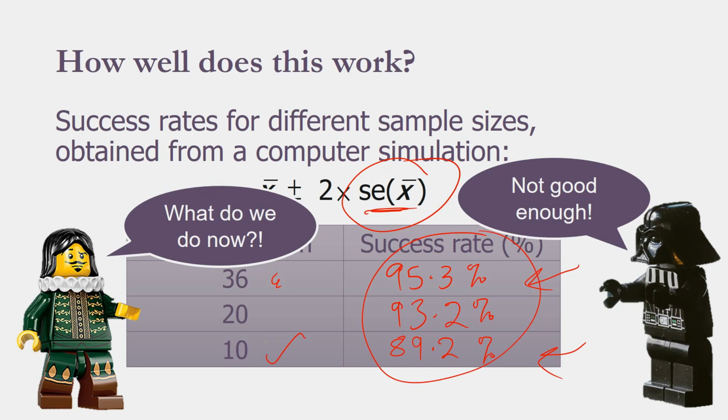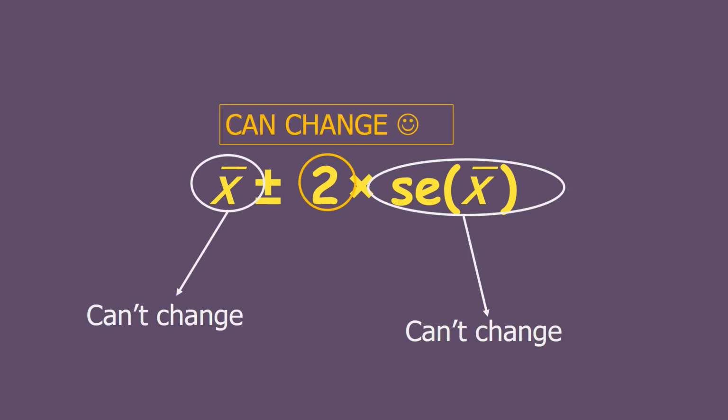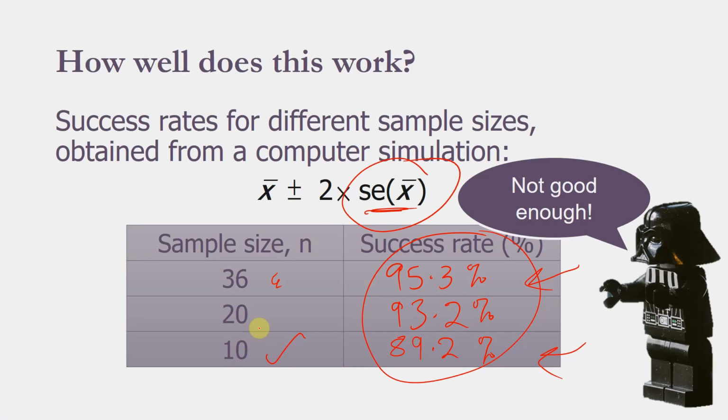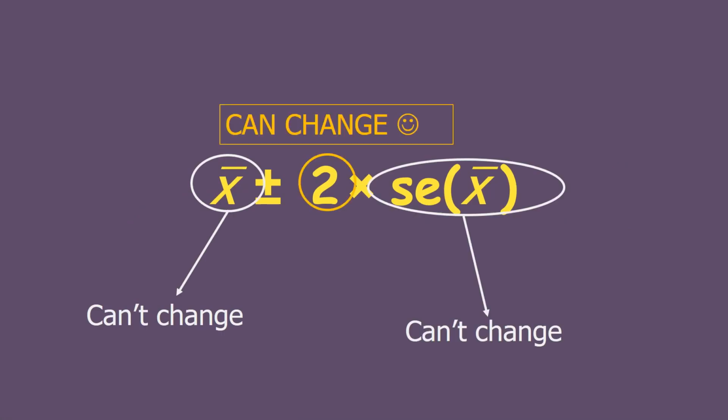So we need to change this to a number, not just a bit bigger, but a number that's flexible. So sometimes it gets quite a lot bigger, like when we have really small samples, or only gets a tiny bit bigger or stays about the same as 2 when we have larger samples.